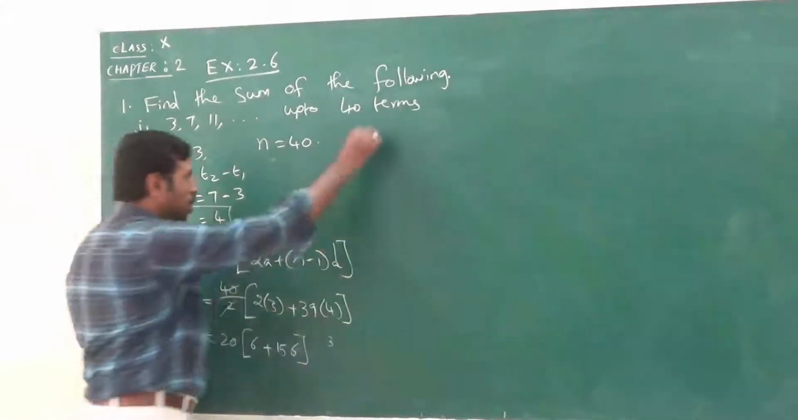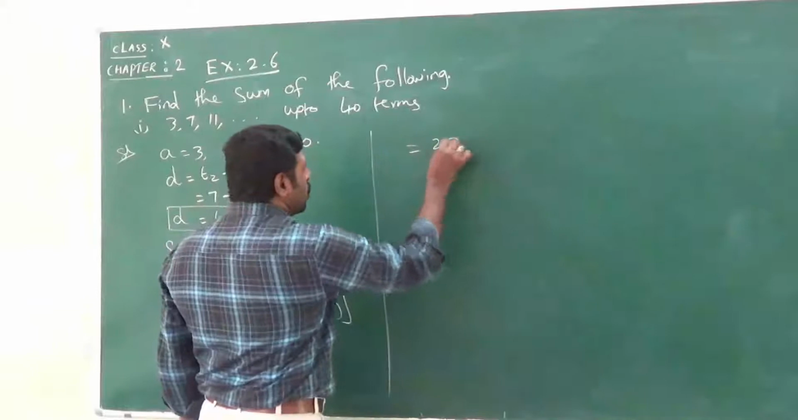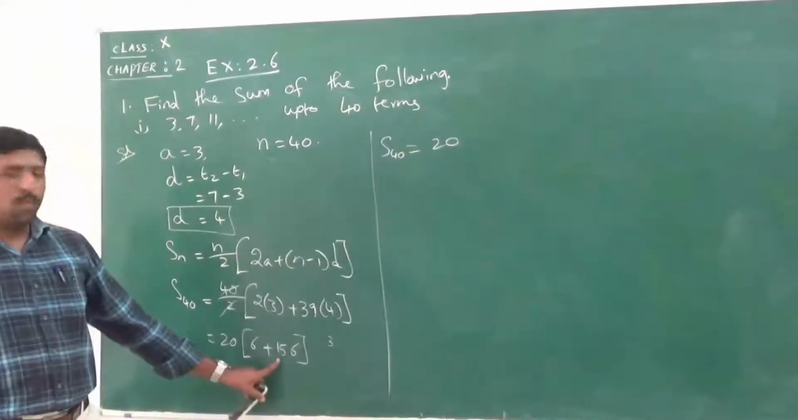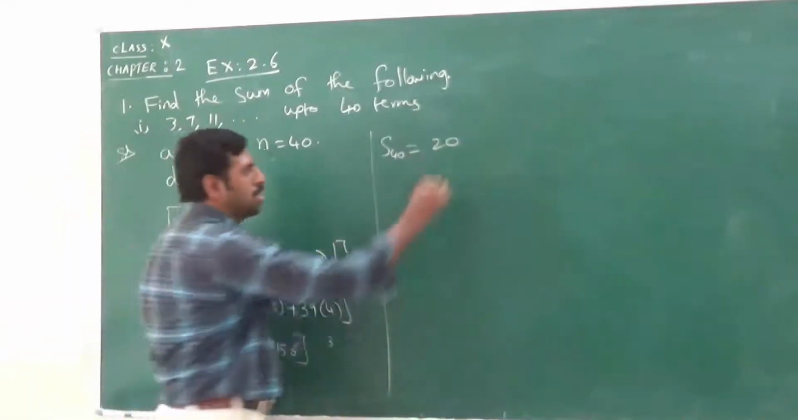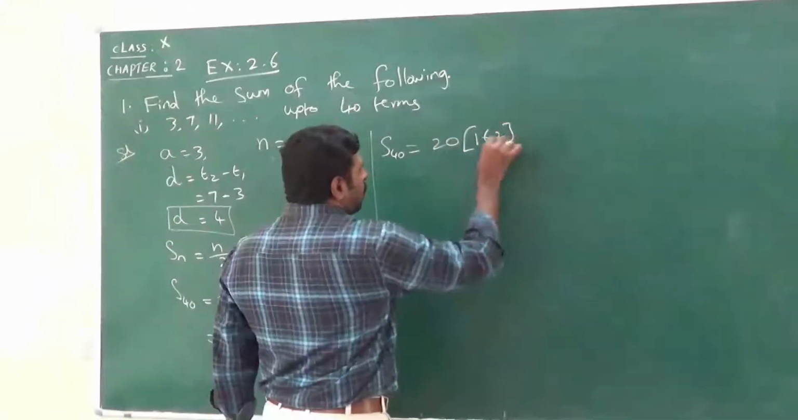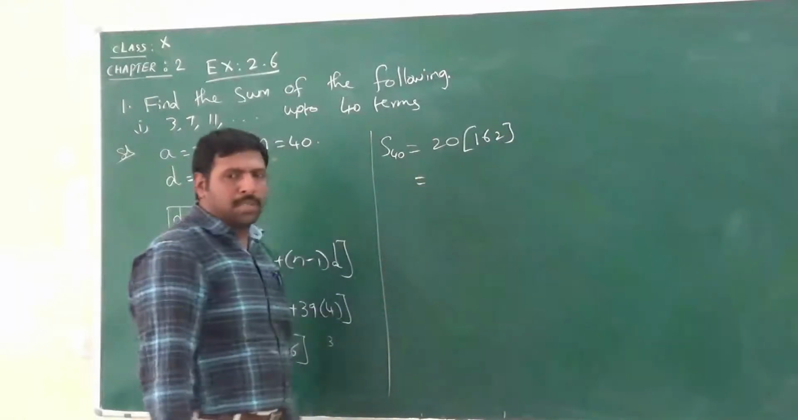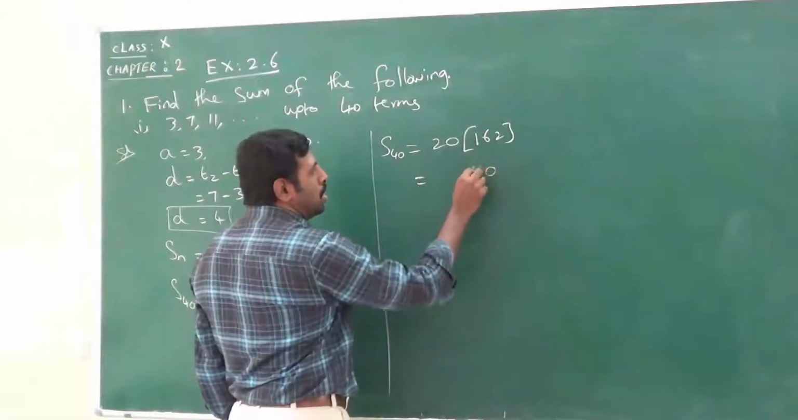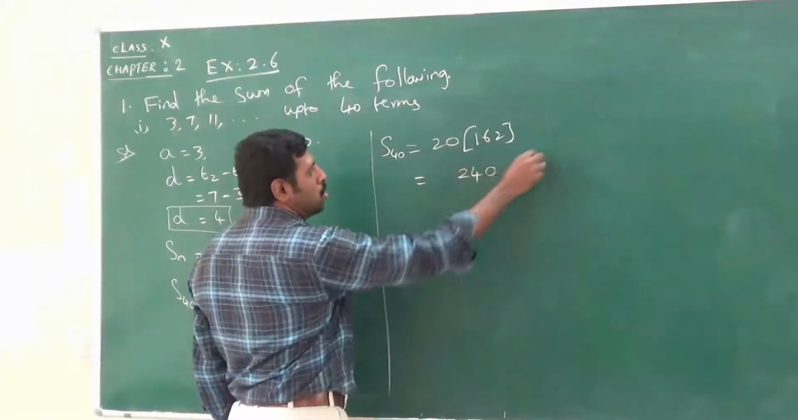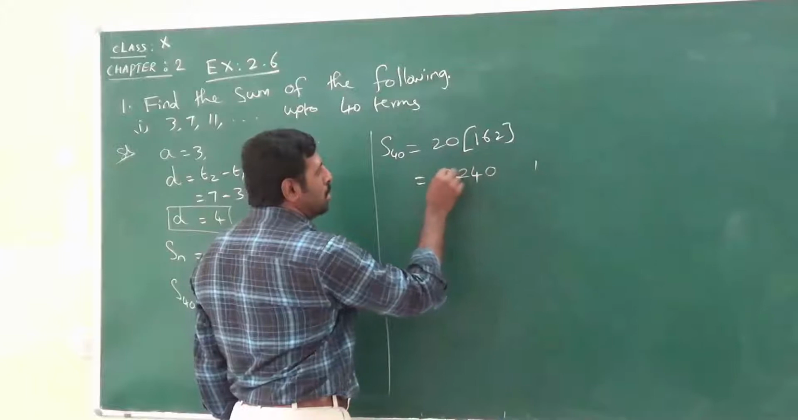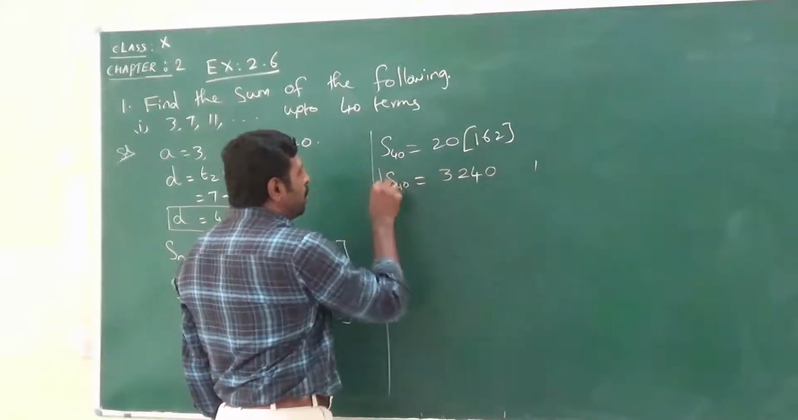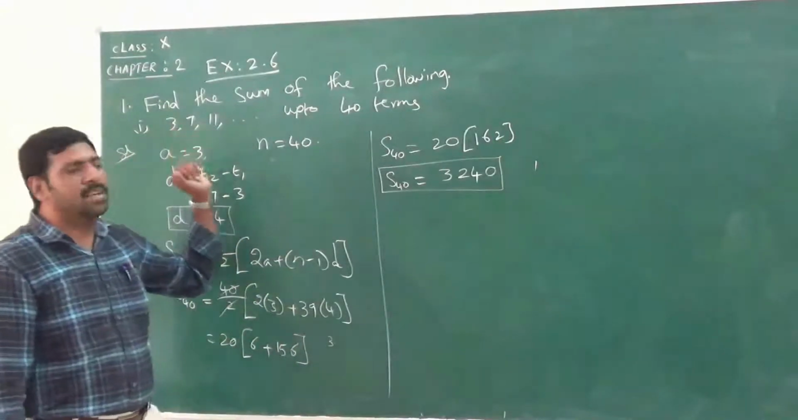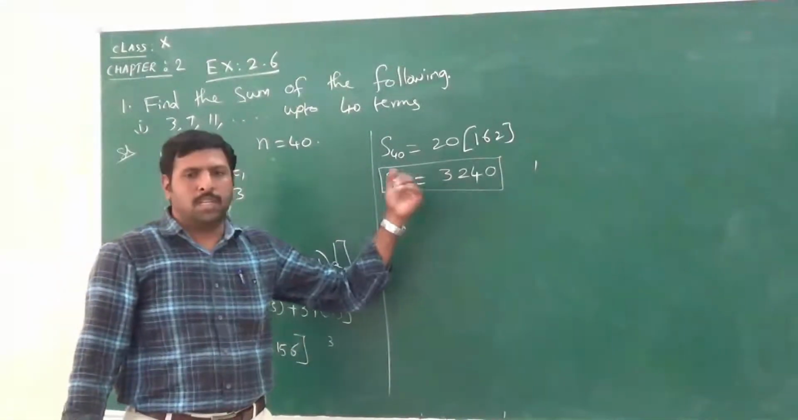Now the sum of this term: S40, the sum of the first 40 terms, is equal to 20 into 156. It is the product, right? Just multiply the term. In the last place put 0, 2 twos are 4, 2 sixes are 12, 2 remainder 1, 2 ones are 2 plus 1 is 3. So the sum of the first 40 terms of the sequence 3, 7, 11 is 3120.